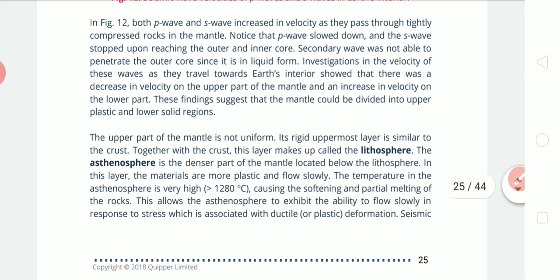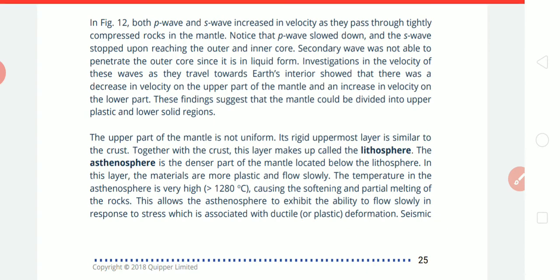So the upper part of the mantle is not uniform. It is rigid. Its rigid uppermost layer is similar to the crust. Together with the crust, this layer makes up the lithosphere. So the uppermost layer of the mantle together with the crust makes up the lithosphere. The asthenosphere is the denser part of the mantle located below the lithosphere.